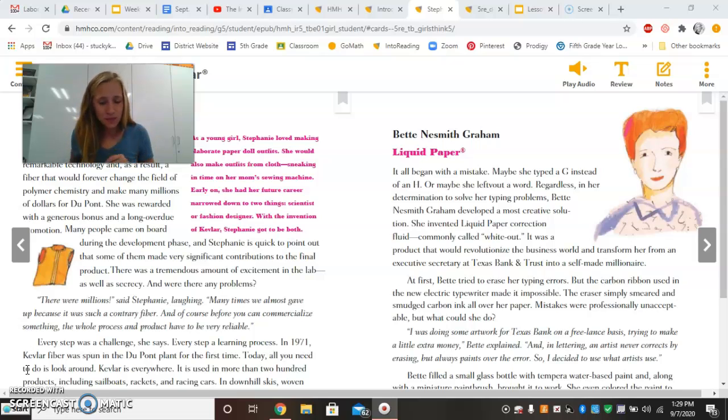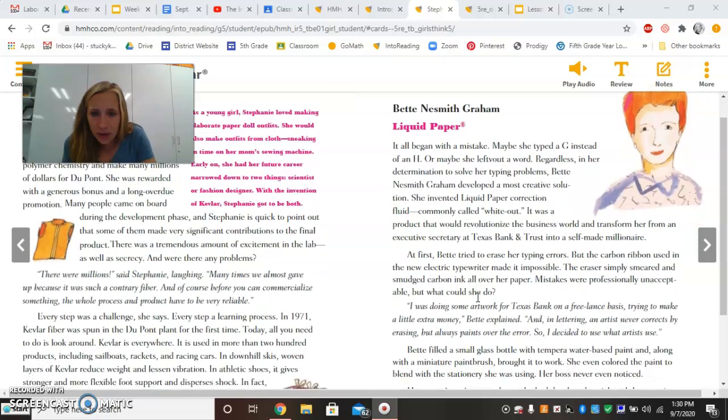So, this short story was called Liquid Paper, and we are looking today for any special vocabulary that has to do with inventions, the process of the creation, or the marketing of the product. As I was looking back through, I'm just going to do an example with you, okay? I was looking for words that had to do with the invention or the process, things like that.